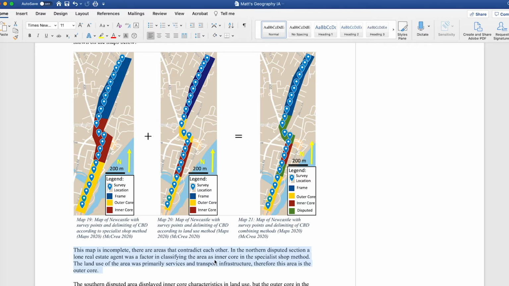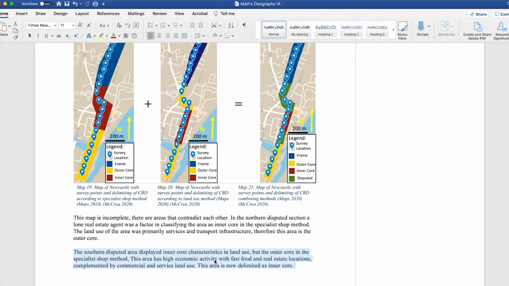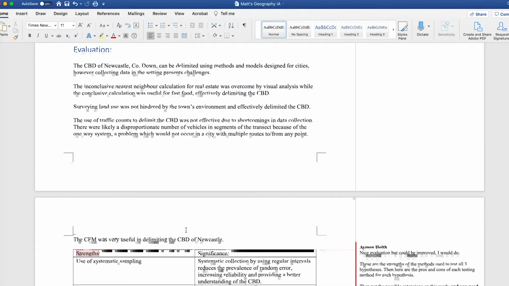Yes, that's what you're trying to do, but I would just make it seem like it's more supported by evidence, less descriptive, more explaining, more support by evidence. But overall, it's strongly done. And let's look at the evaluation.